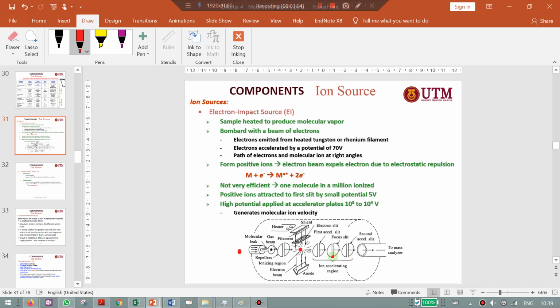The reading of the spectrum will not be better. It's not really efficient actually. So that's why we need the accelerator plates over here. For example, here 10 power of 2, 10 power of 3 and 10 power of 5, meaning it will increase, so that your compound can accelerate to the mass analyzer. Okay.